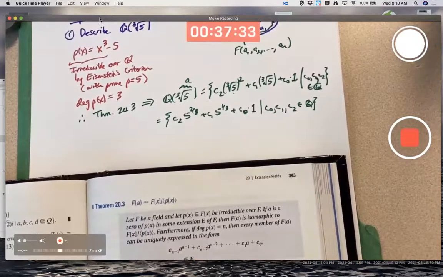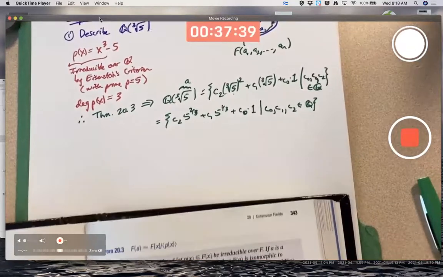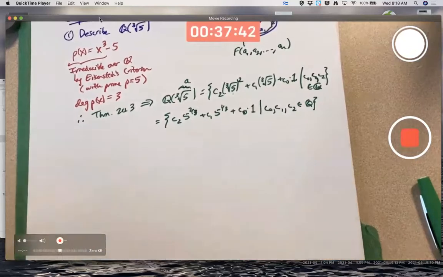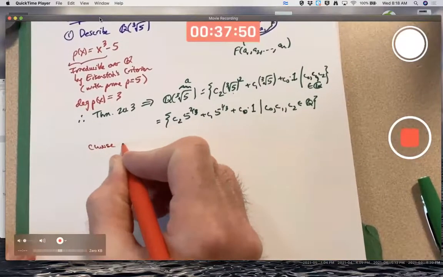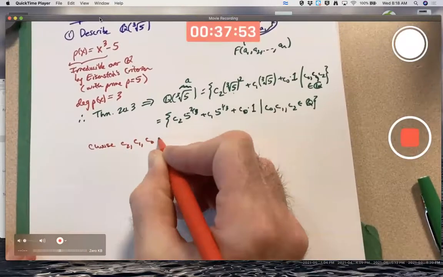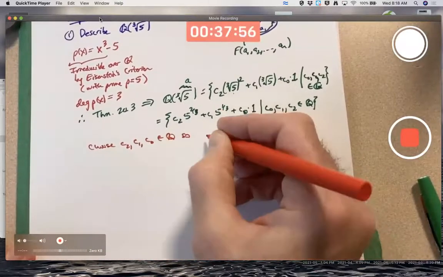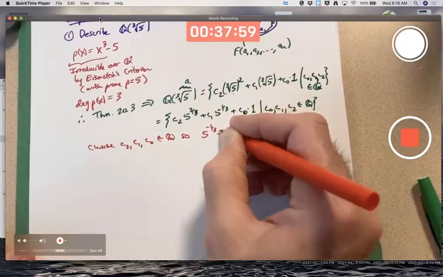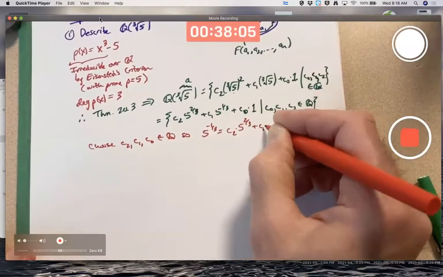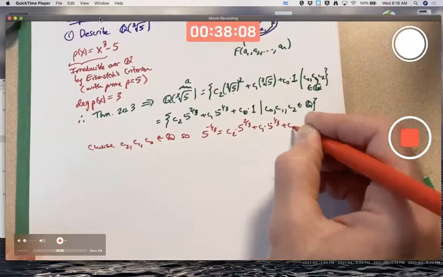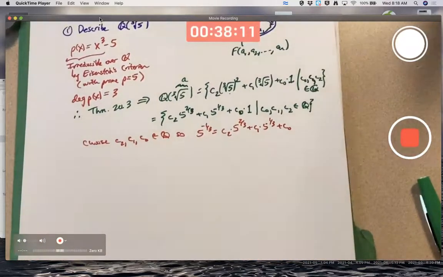Would it be difficult? Should I try it? I'm not sure how difficult it's going to be. Let me just go ahead and experiment. I may fail. I'm wondering, how do you choose C2, C1, and C0, rational numbers, so that 5 to the negative 1/3 is a linear combination like this? I never thought about that question before. So I'm thinking about it for the first time, and I have no idea how hard it is.